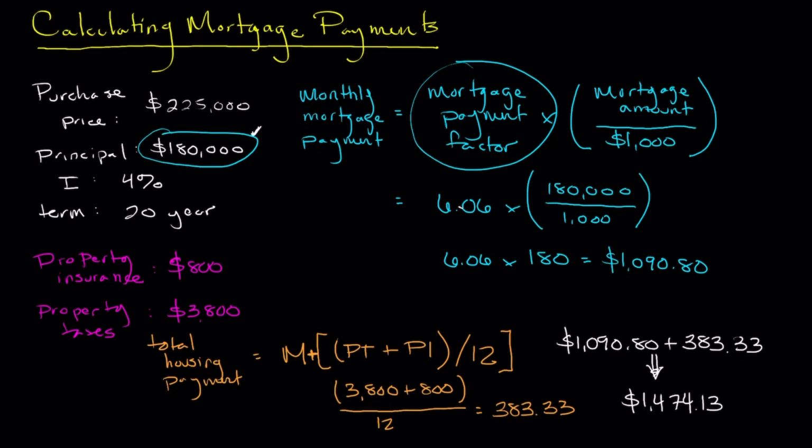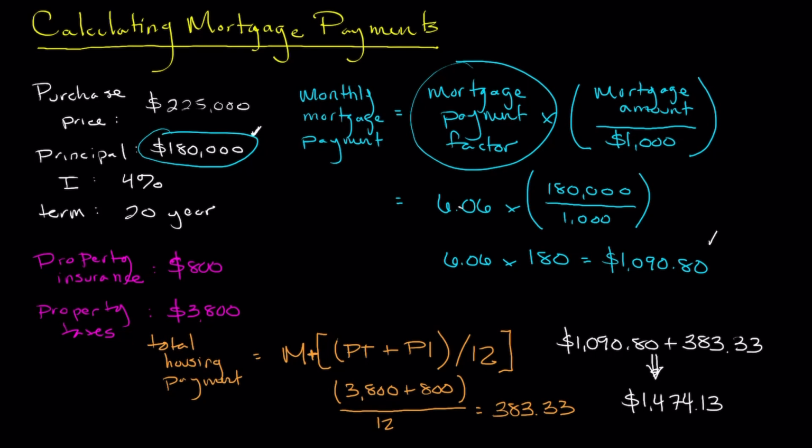So looking at the equation here, calculating our mortgage payment, we used the mortgage payment factor table, and then got our monthly mortgage payment of $1,090.80 here. We then added in our property taxes as well as our property insurance on a monthly basis to get to our total housing payment on a per month basis here. So this gives us a much more realistic idea of what our housing cost is going to be.